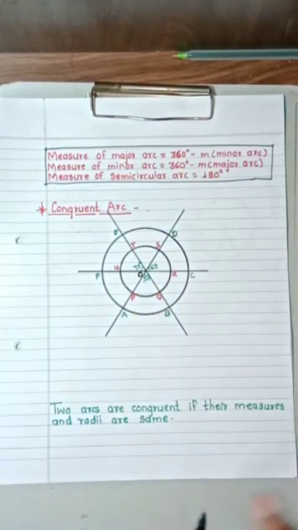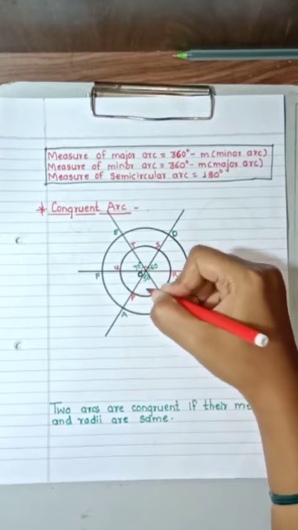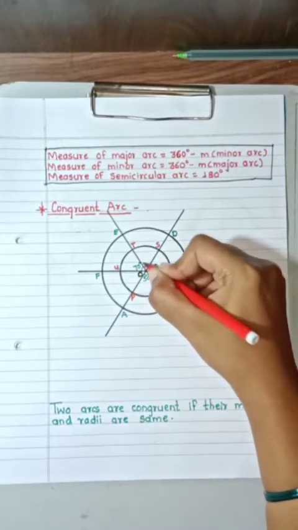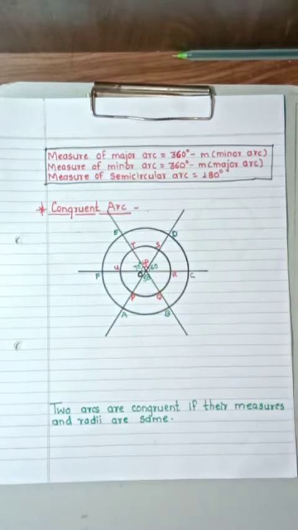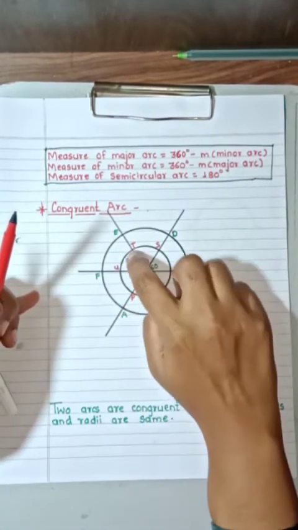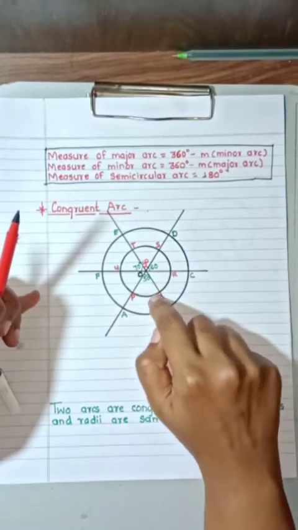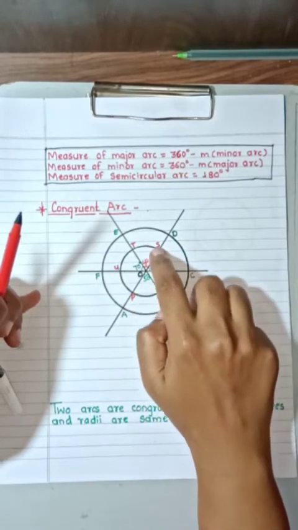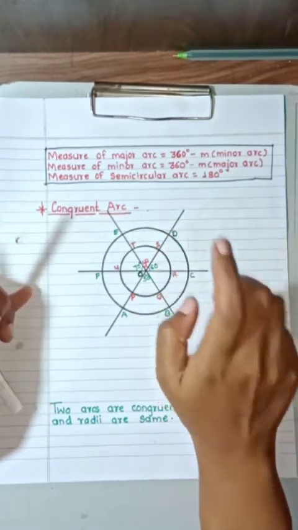Now if you see here, vertically opposite angle. This angle will also be 50 degrees as it is a vertically opposite angle. Therefore, this PQ is congruent to ST or TS. This PQ will be congruent to TS and this AB will be congruent to DE. Is it clear till here?